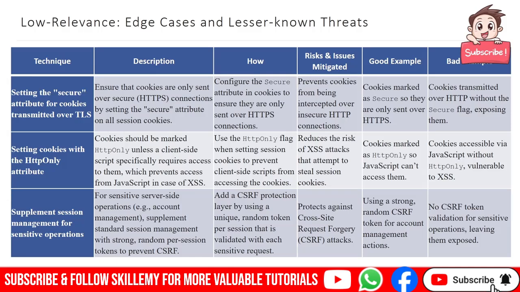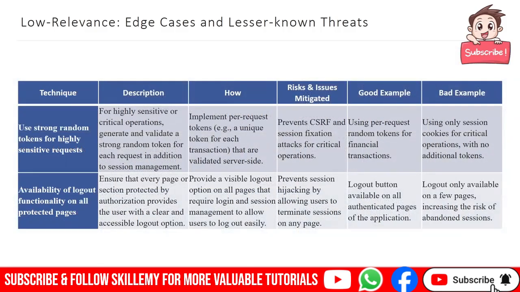For example, when a user tries to update their account information, the server validates the cross-site request forgery token along with the session ID. If the token is missing or invalid, the request is rejected, thereby preventing unauthorized changes to sensitive data.